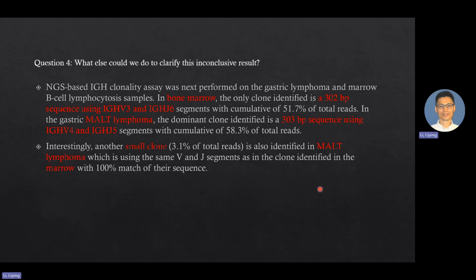So what's going on with this patient? We run our NGS test. We find in the bone marrow, in the heavy chain, a 302 base pair sequence. In the bone marrow sample we have one immunoglobulin heavy chain band, and in the MALT lymphoma sample we have another immunoglobulin heavy chain band. And really interesting, another small clone is identical in both the MALT lymphoma and the marrow.